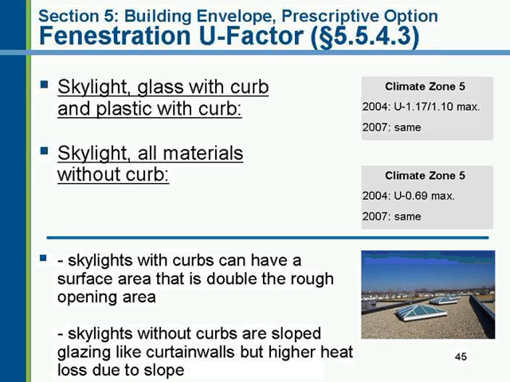So the U-Factor, if it's got a curb for 2004, 1.17. If it's a glass skylight, 1.10. If it's a plastic skylight, that's still double glazing, even though those values are high. For skylight materials without curb, the U-factor you see is much lower, this 0.69. This is more what you would see in an atrium, where essentially you're talking about slope glazing. It's a similar double with low E, but it's a higher U-factor because you've got the higher heat loss due to the slope.